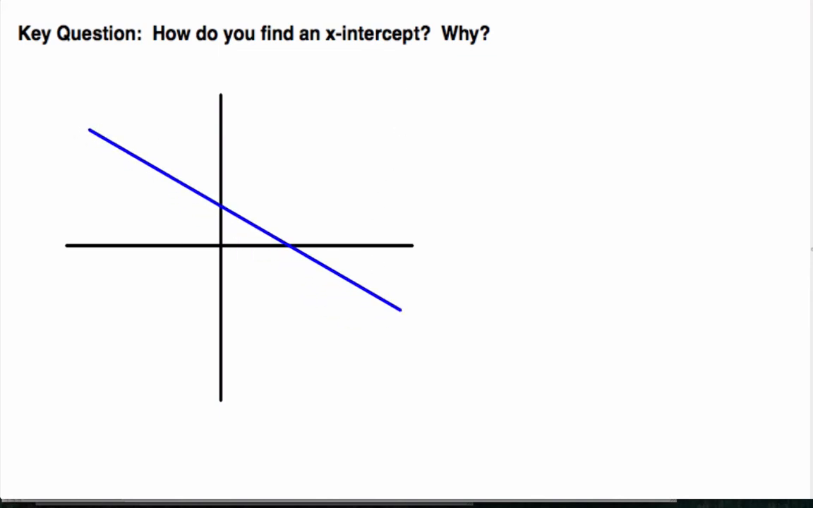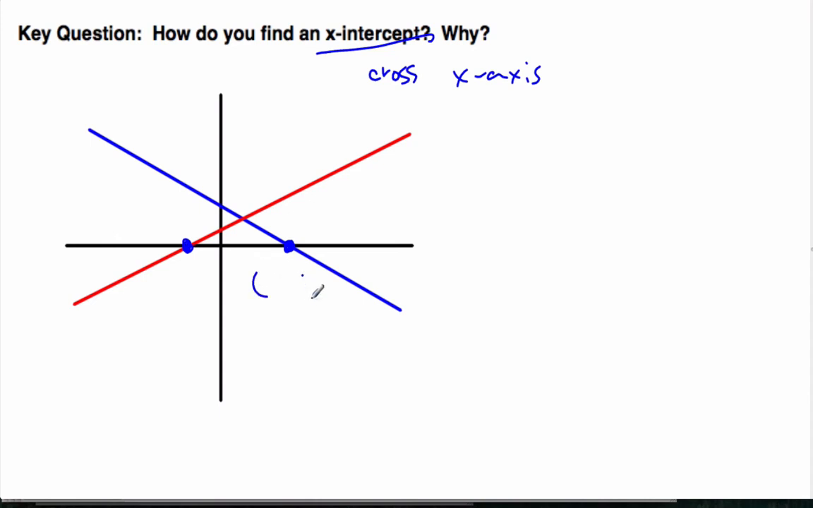One thing is how to find the x-intercept. If we think about x-intercepts, an x-intercept is where the line crosses the x-axis. All these points here are the x-intercepts, where the line crosses the x-axis. What do I know about this point here? Well, I go over x and I go up y. Well, y doesn't go up or down, so I know the y value is 0.